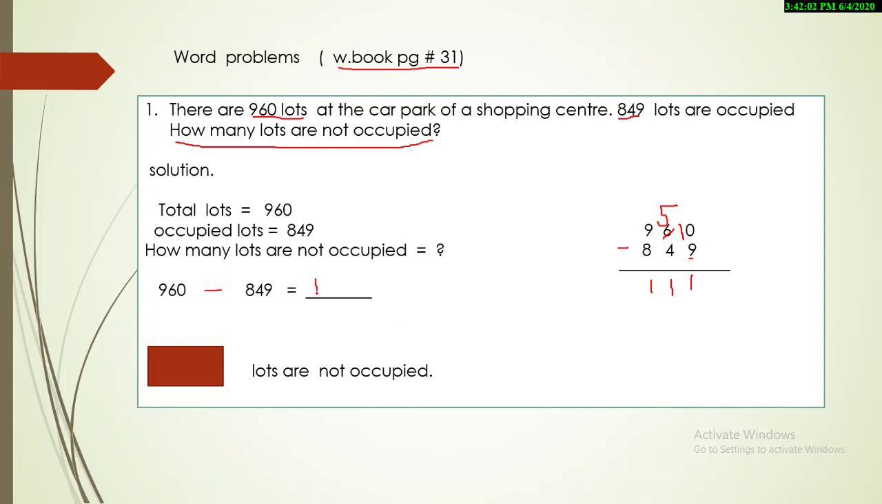So you are going to mention this 111 over here, and then you will write down the same numbers in the box which is given in your workbook. 111 lots are not occupied. So this is the data that you all are going to write down in your workbook. It will help you to understand, and you can easily figure out what you're going to do.